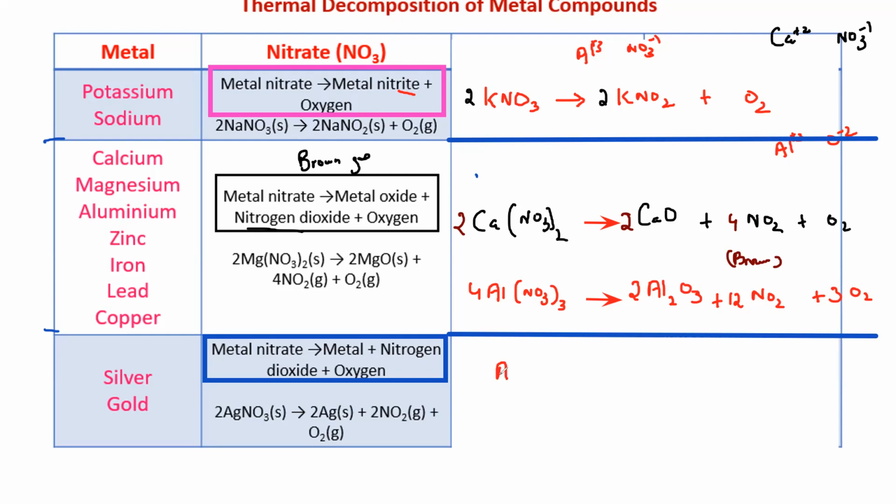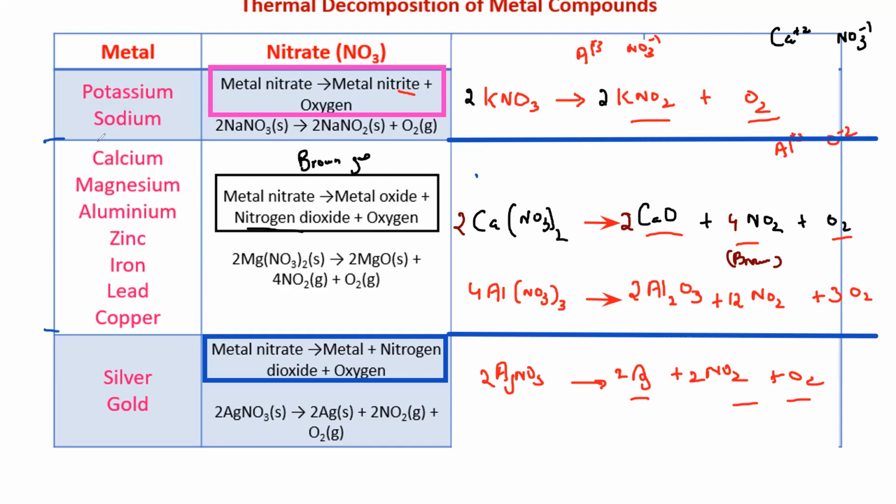So AgNO3, silver nitrate, is heated. It will give silver metal plus nitrogen dioxide plus oxygen. Then balance. We put 2 to balance. We can start with oxygen, then nitrogen, and then other element, or the other way around. It's up to you, any order you can follow. So metal plus nitrogen dioxide plus oxygen, metal oxide plus nitrogen dioxide plus oxygen, and metal nitrite plus oxygen.